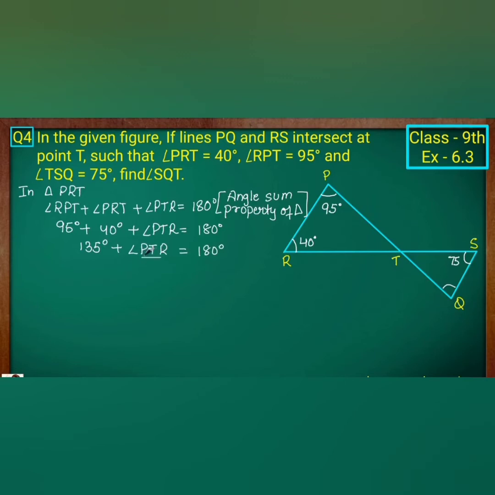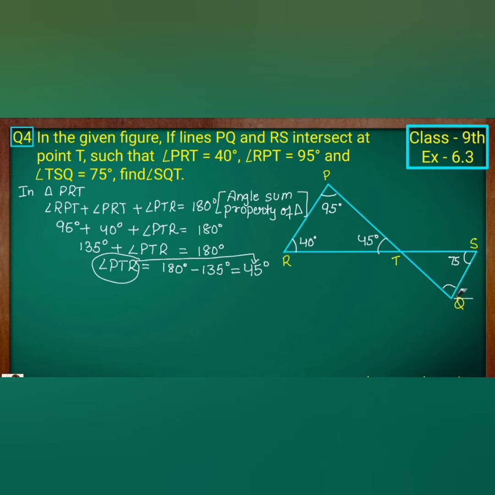The next step, angle PTR equal to... So you have to find the value of angle PTR. So just keep PTR outside, equal to 180 degree minus 135 degree. Now tell me the value of angle PTR. 180 degree minus 135 degree equal to 45 degree. So angle PTR equal to 45 degree. Just mention it in that figure. Okay, the first part over.